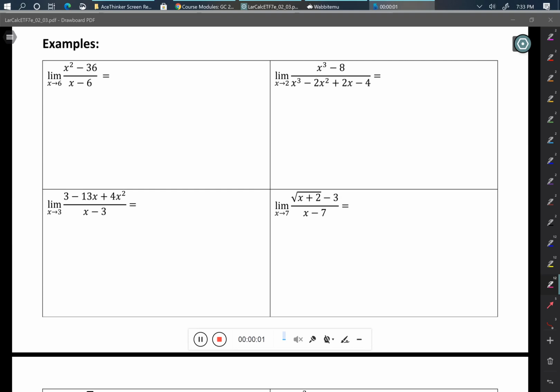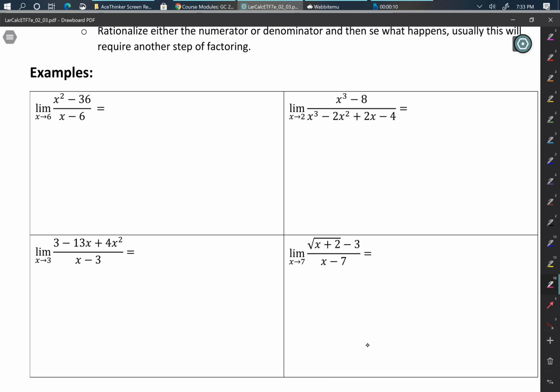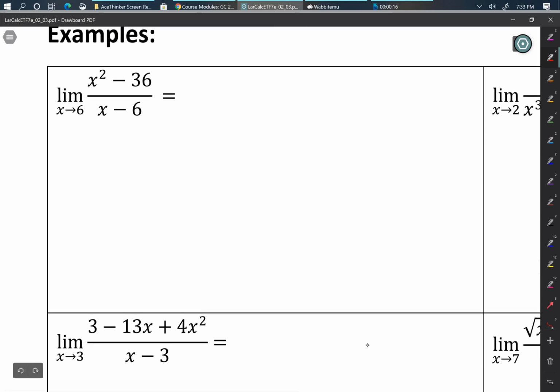Okay, welcome back to part 3 of section 2.3, hopefully the last part of this. Our job in this section is to take more limits, but now we're going to be taking limits where we deal with issues. For example, I'm going to start here in this upper left-hand problem. We're taking the limit as x approaches 6 of x squared minus 36 over x minus 6.